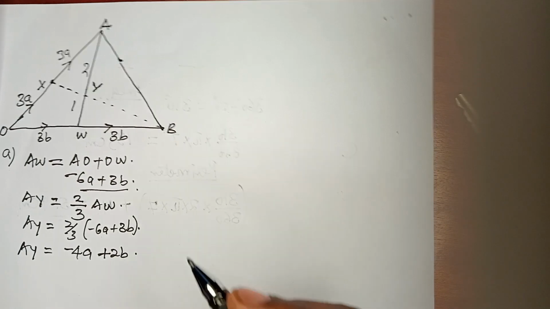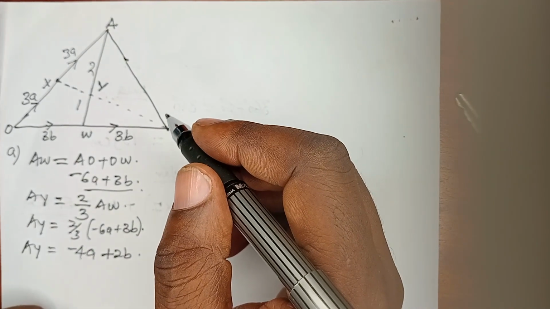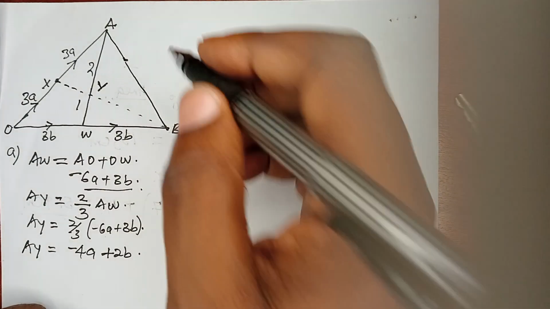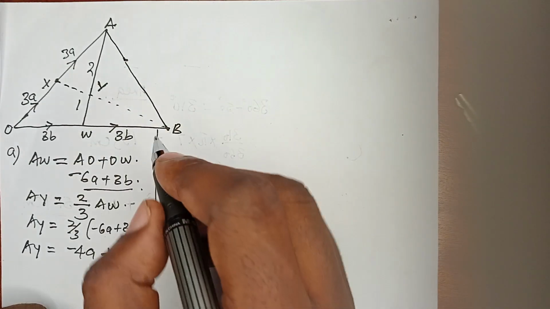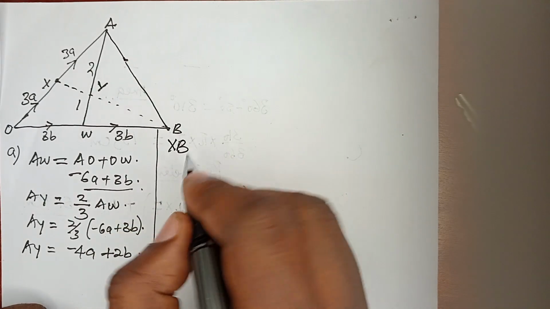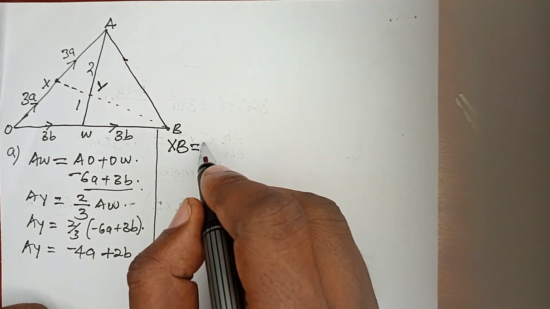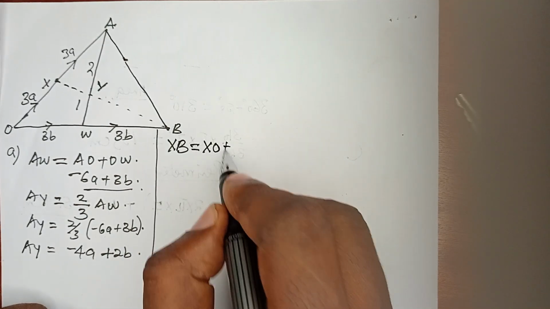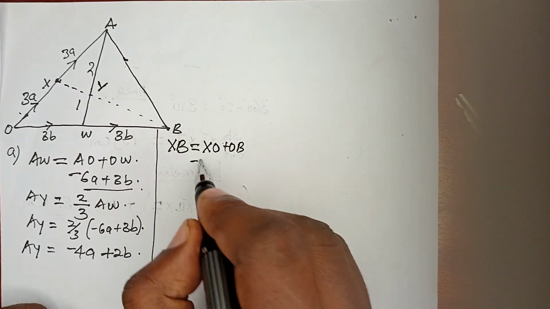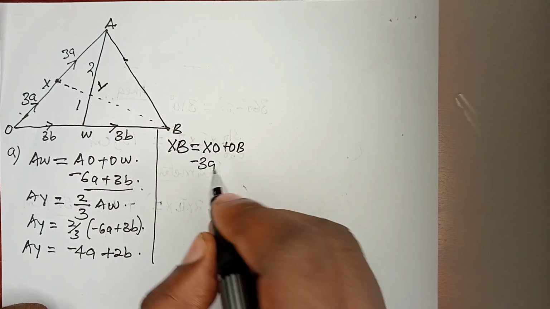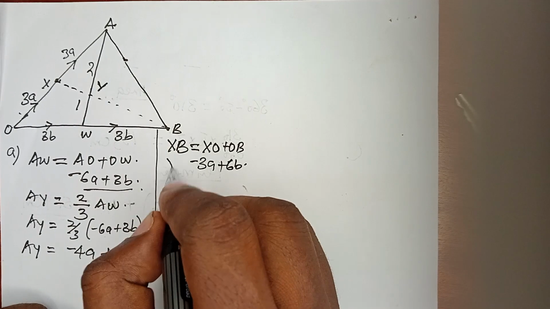calculate XB. What is vector XB? Let us just work it out here. XB is XO plus OB, and XO is minus 3A, OB is plus 6B, and that is XB for you.